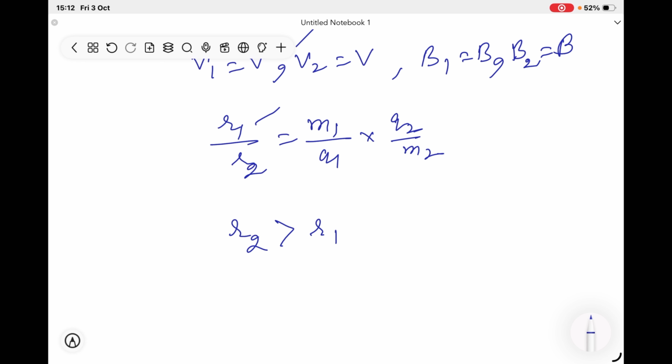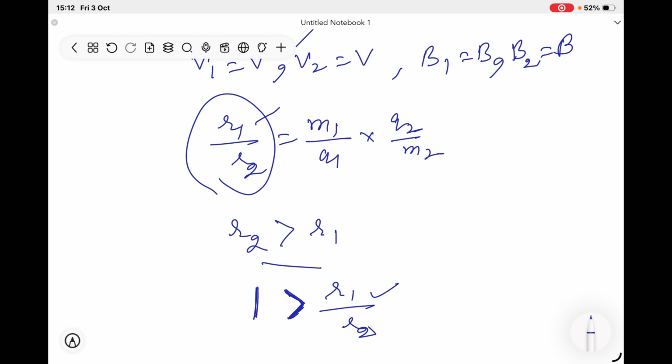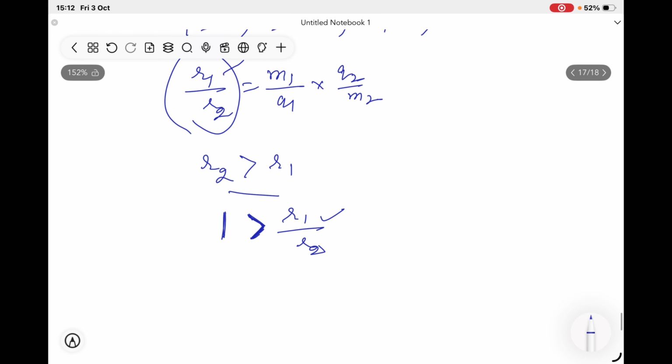So what is my R1 by R2? R2 I will bring this side. So R1 by R2 is less than 1. So this less than sign is coming towards this. So this quantity is less than 1. So you should write that.